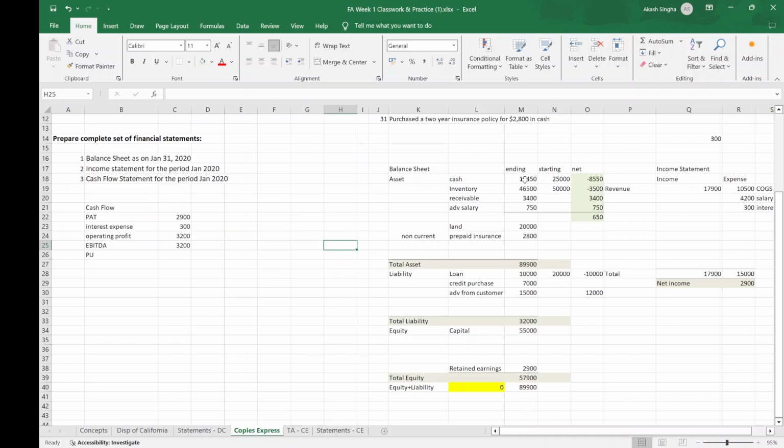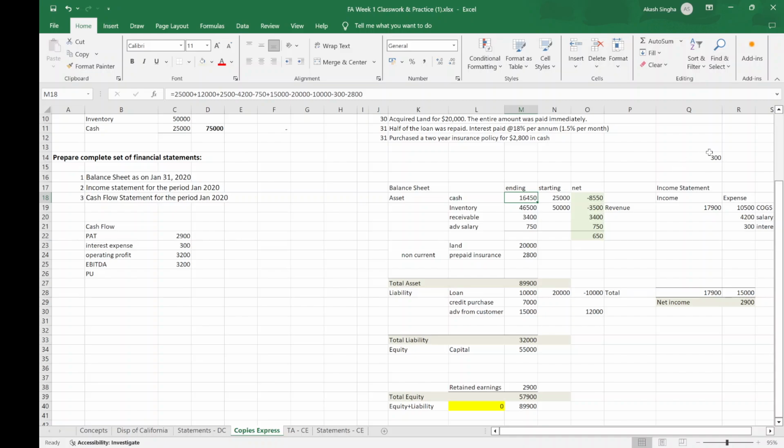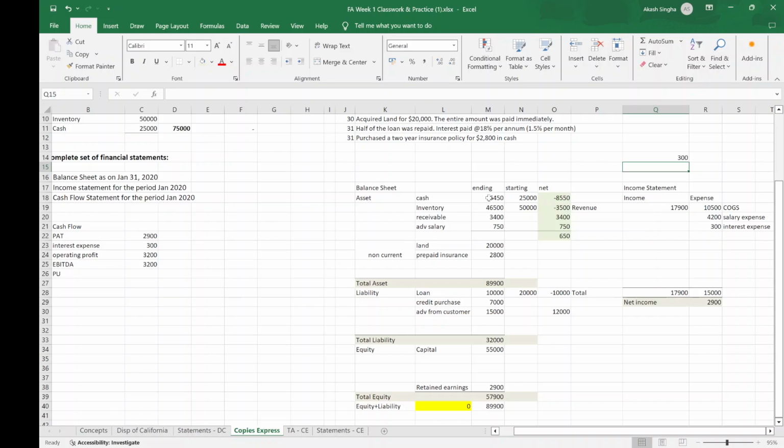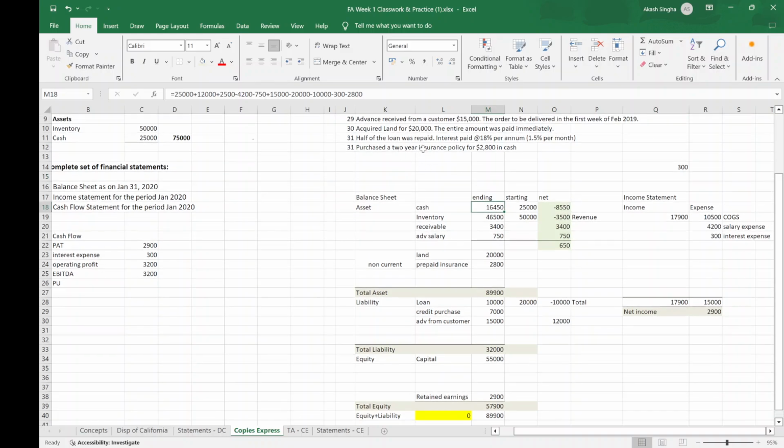So what we did is, all the values of cash I have done in that set. I think I paused around interest expense. The interest expense for the year on 20,000 we calculated as 300. That is an expense and it is deducted from cash. Then purchased a 2-year insurance policy of 2800, so that is prepaid insurance and the cash is deducted from here. After that, we have to check the net changes. The net changes are from ending to starting. These are the changes, and this is cash, current asset, and the other current assets are these three.